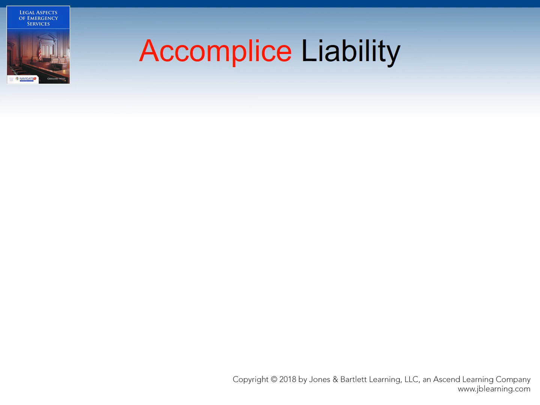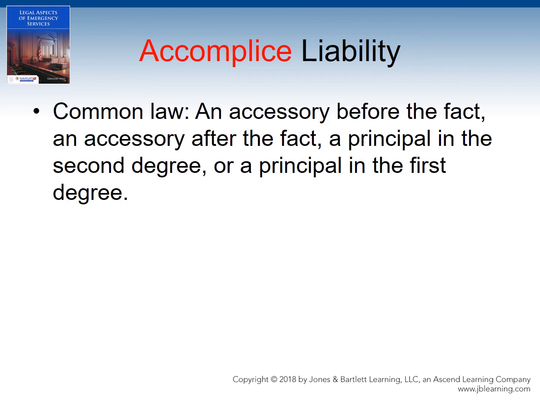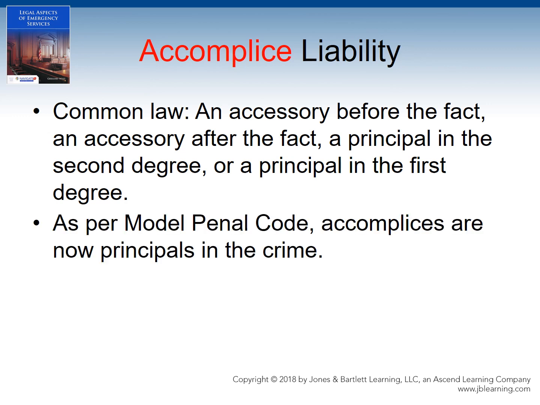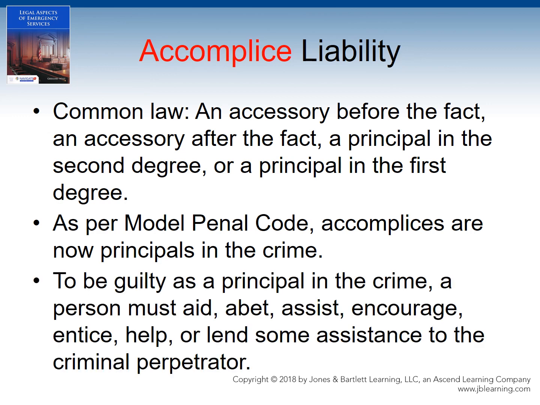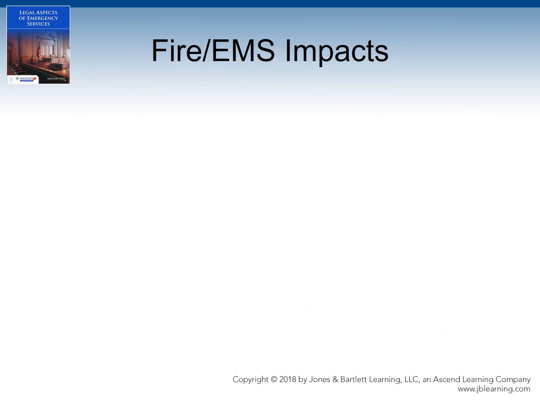Those who assist others in committing a crime can also be found criminally liable for accomplice liability. At common law, accomplice liability was defined by the crimes of accessory before the fact, accessory after the fact, principal in the second degree, or principal in the first degree. Under the Model Penal Code, accomplices are simply recognized as principals in the crime. This means that the person aided, abetted, assisted, encouraged, enticed, helped, or lent some type of assistance to the criminal perpetrator. To frame accomplice liability within the fire or EMS disciplines, there are two primary scenarios that could arise.